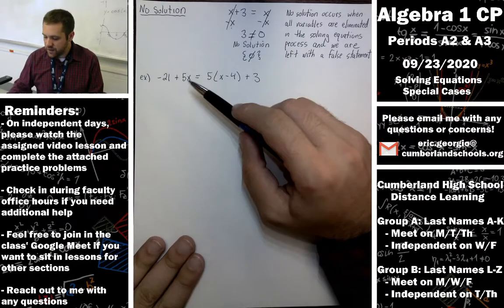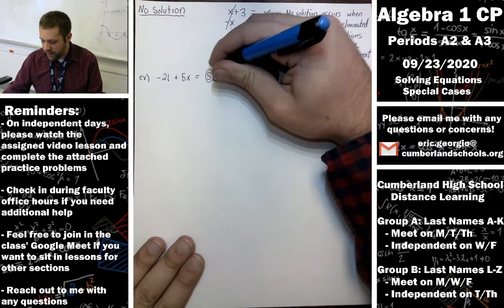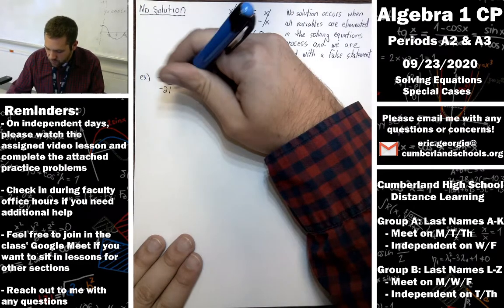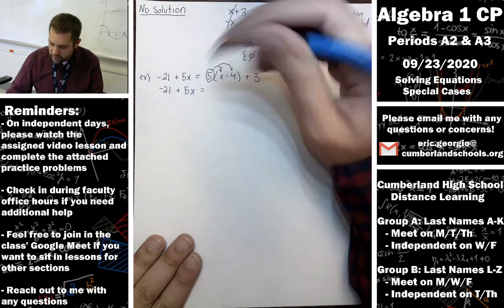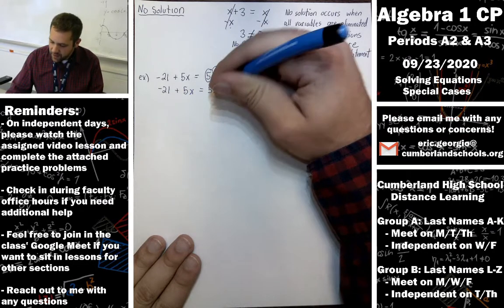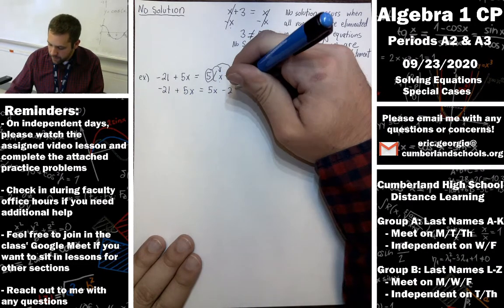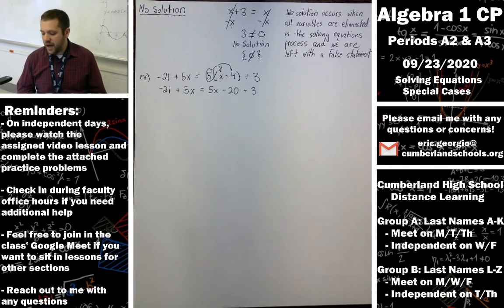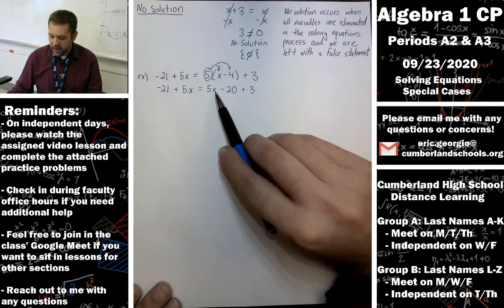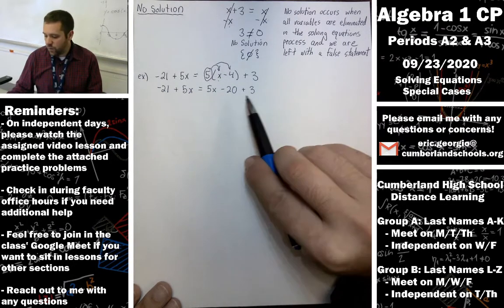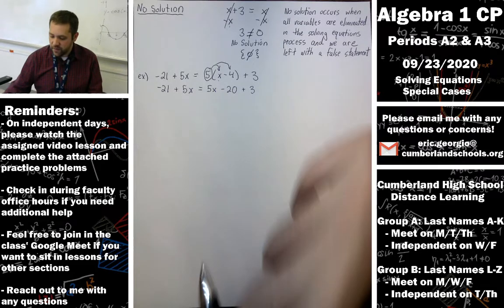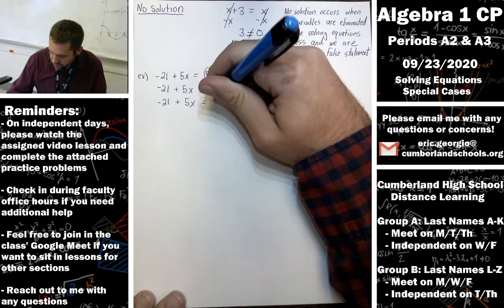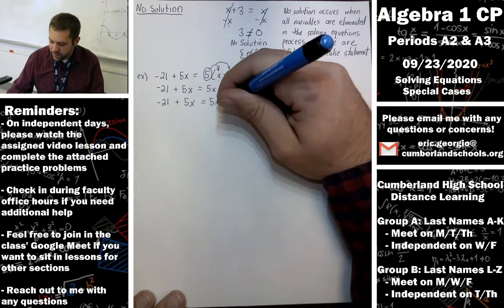What I would do here is start by distributing the 5: 5 times x, and 5 times negative 4. That leaves me with negative 21 plus 5x is equal to 5 times x is 5x, 5 times negative 4 is negative 20, and then plus 3 just sits on the end there. Now I can combine like terms on the right side. Notice we have these two numbers, negative 20 and positive 3, that we can squish together. So this is going to be negative 21 plus 5x is equal to 5x, and if I have negative 20 plus 3, that's going to be minus 17.